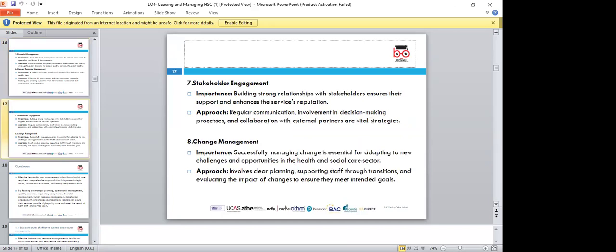Stakeholder engagement, we spoke about that. It has importance. It builds stronger relationships with stakeholders, supports and enhances service reputation. Approaches are regular communication and involving stakeholders in decision making.